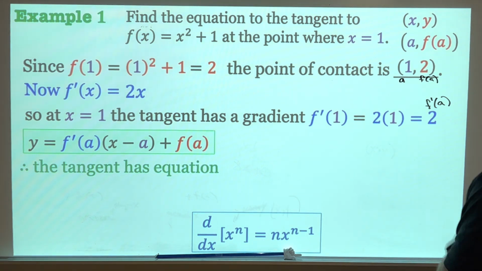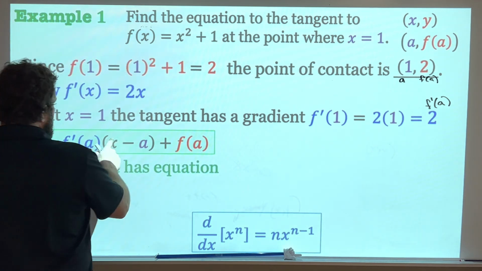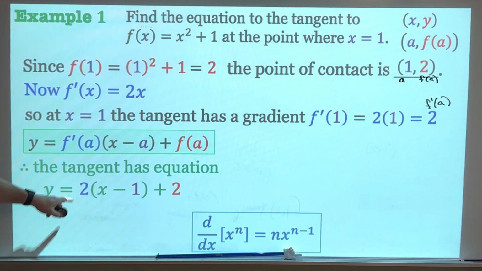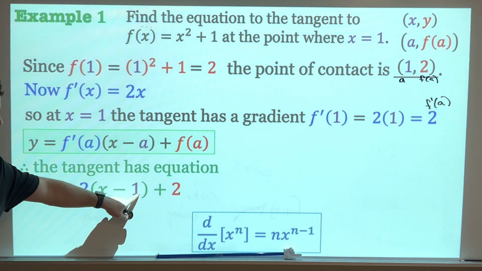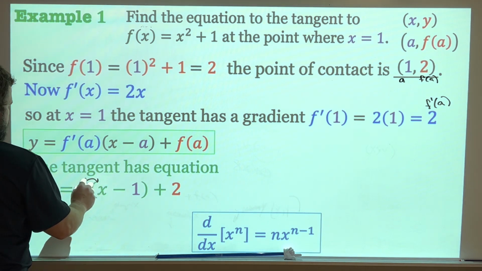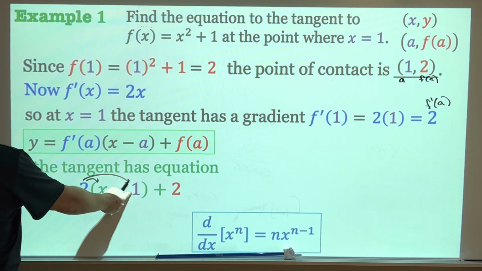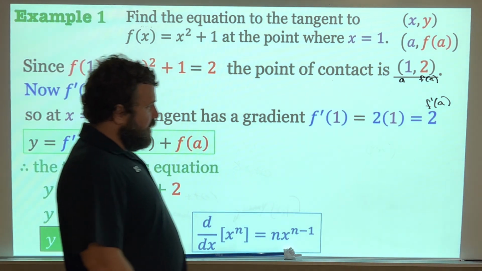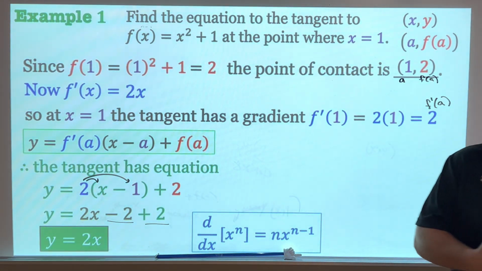All right, so f prime a, 2, x minus a, 1, plus f of a, 2. What do you think the next step is to simplify this? We're going to take this 2 and do what with it? Distribute it. 2x minus 2 plus 2. What's the next step? What is negative 2 plus 2? 0. So my tangent line is y equals 2x.